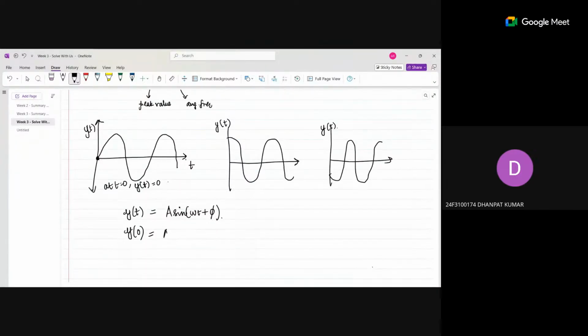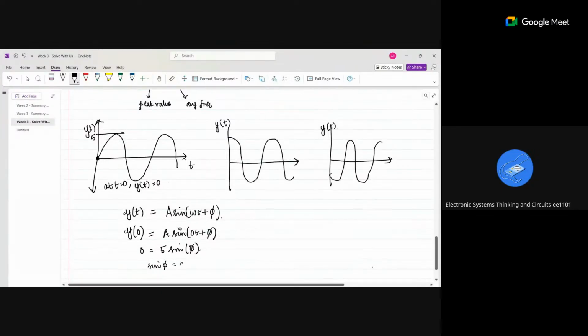y is A sine of omega t plus phi. If I take this as some phi, let it be phi, okay? So I will substitute 0 equal to phi. This is how I will calculate phi. So phi is equal to 0 here. For this wave, phi is 0.